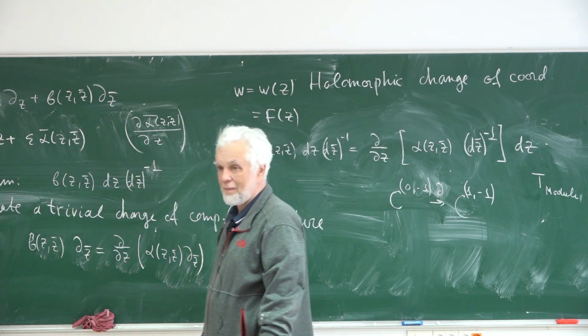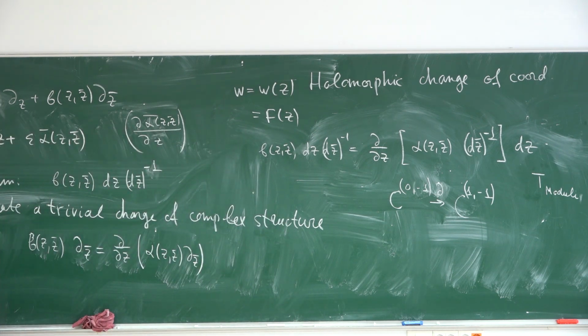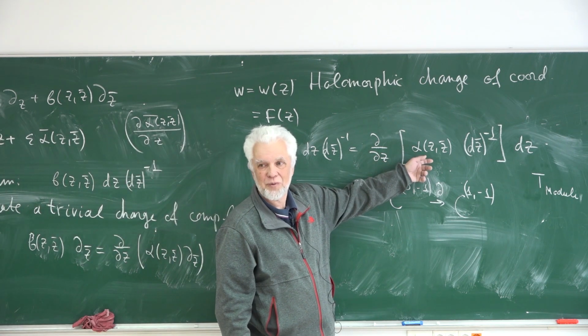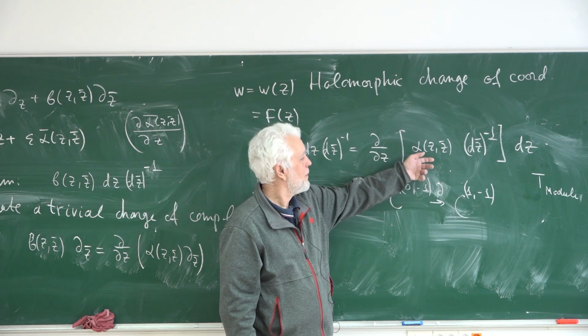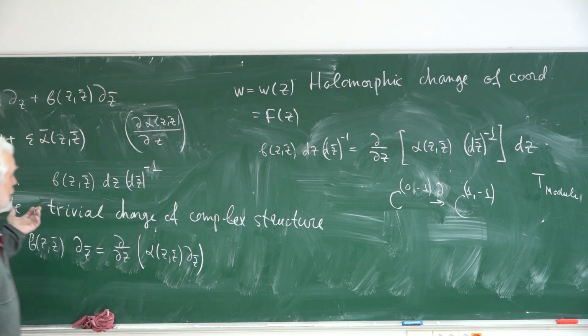Can you please repeat again why we have this statement? Yeah. If the differential has this form, then we considered a generic infinitesimal change of coordinates, and we calculated the formula for the change of complex structure. It was exactly this one, you remember. We calculated it. Yes. Therefore, it can be removed by an infinitesimal change of coordinates. Okay?